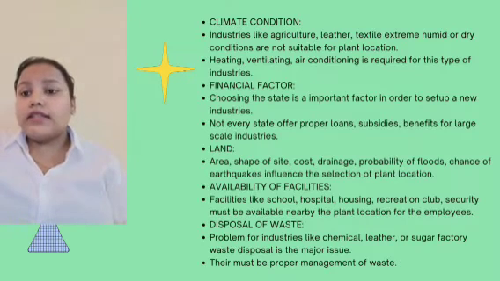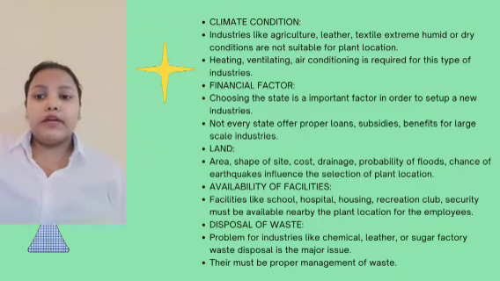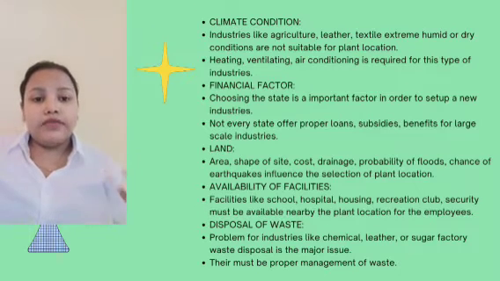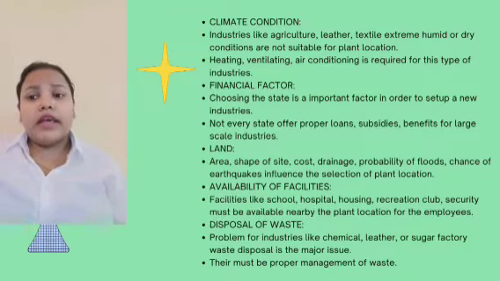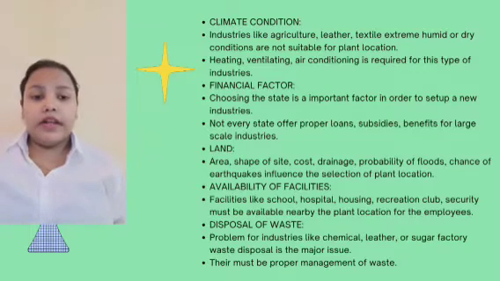Then last is availability of facilities. Before selecting a proper location, we have to keep in mind that facilities like schools, hospitals, housing, recreation clubs, and security must be available nearby the plant location for the employees working in the industry. Because if the employees are satisfied with the industry, they will work hard and it will benefit the industry. Next is disposal of waste.